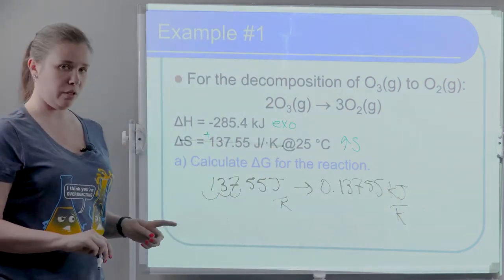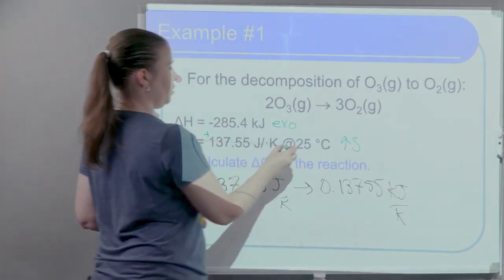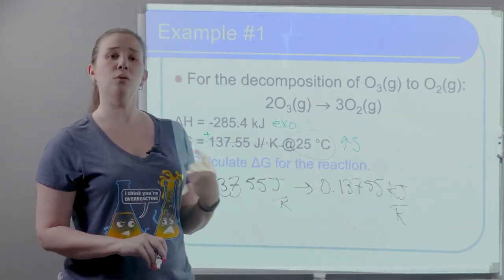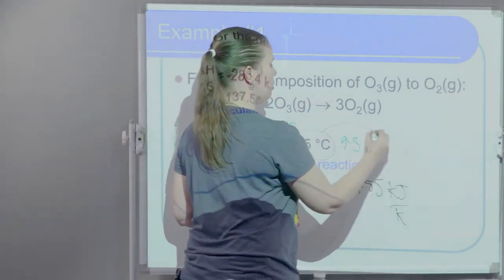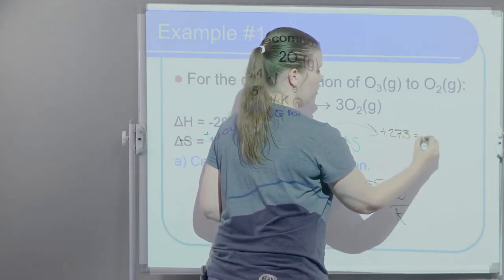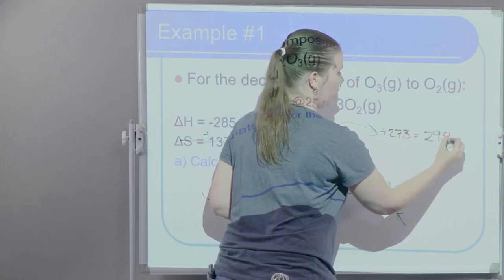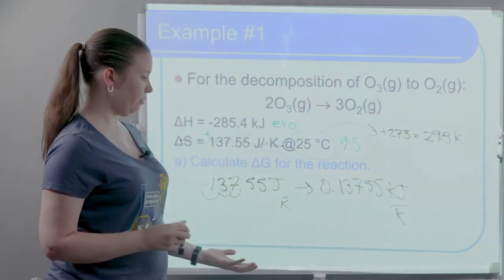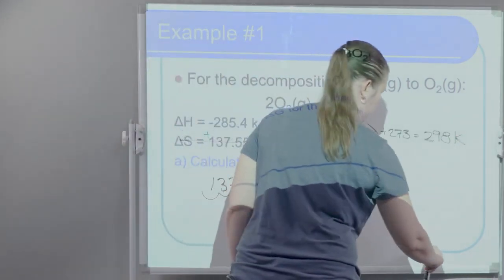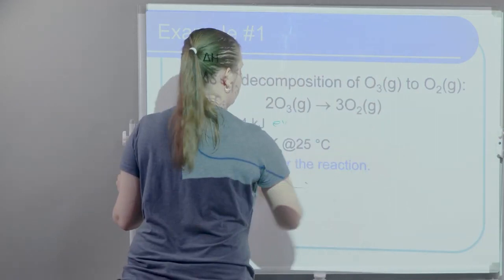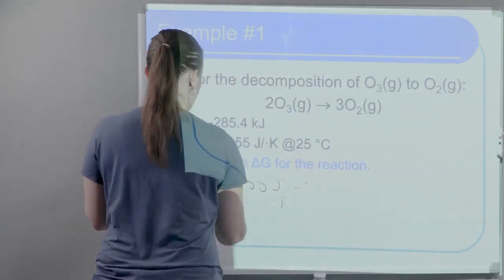The other thing that I want to convert is the temperature. Now it gives that we're at standard temperature of 25 degrees Celsius, but we don't want to use degrees Celsius. We want to convert this to Kelvin by adding 273. So that would be 298 Kelvin for the standard temperature in Kelvin. Once I handle the unit conversions, now I can plug them into the formula. So let's see what that looks like.